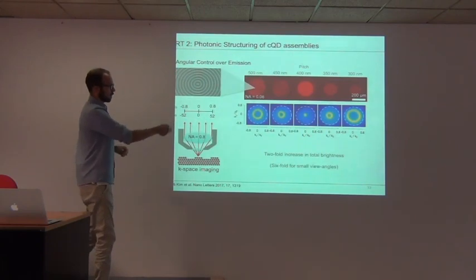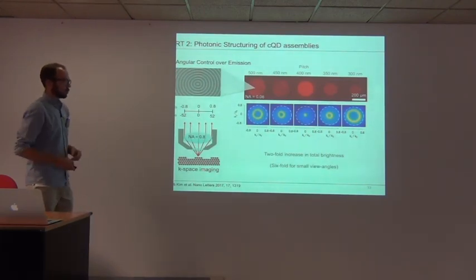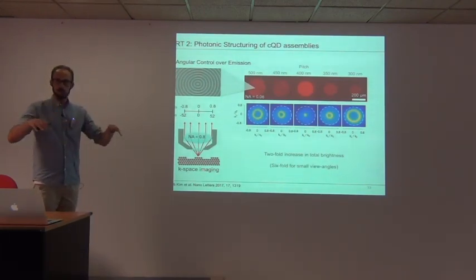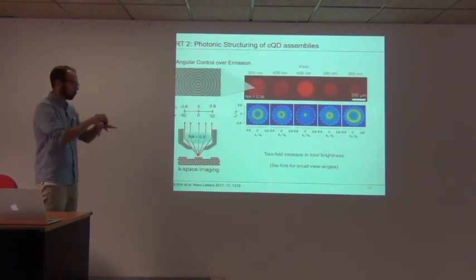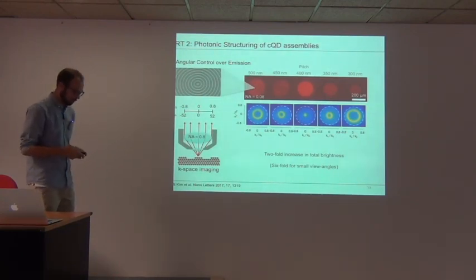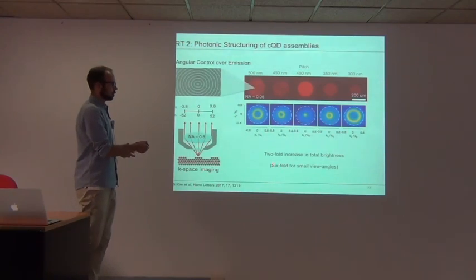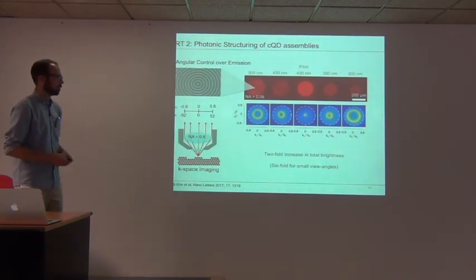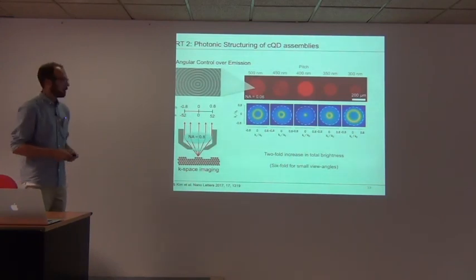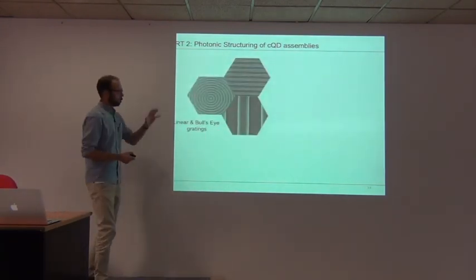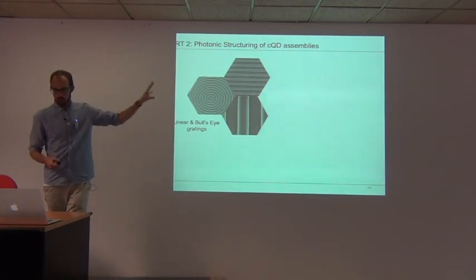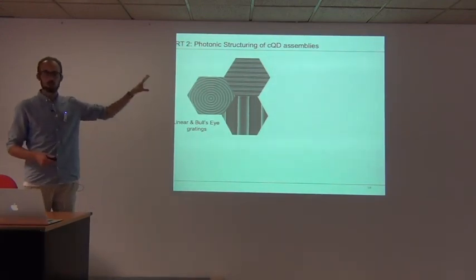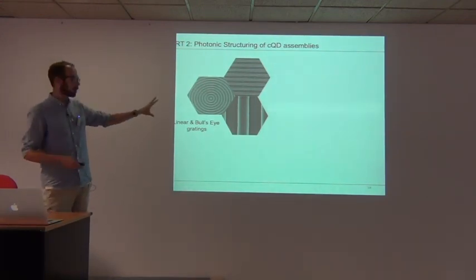So if you quantify this, you get a twofold increase in total brightness just by introducing this structure. Sixfold for small view angles. So if you are interested in just collecting the light of the beam, you get something like that. Okay, so this is a strategy. This is a very basic demonstration of what you can do with this. This is to promote the outcoupling.